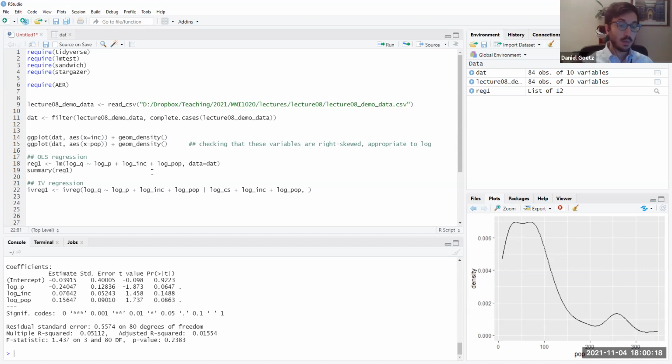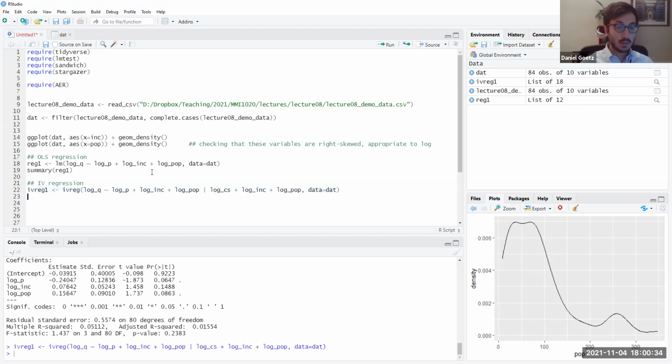This thing we think will affect log P, but is not correlated with the error itself, right? A firm's costs should not be correlated with the demand shock. The costs are something internal to the firm. So we run this. Let's take a look.